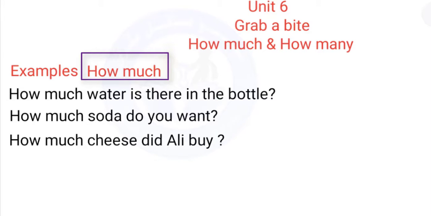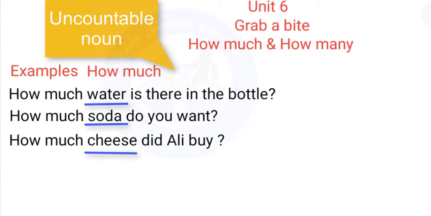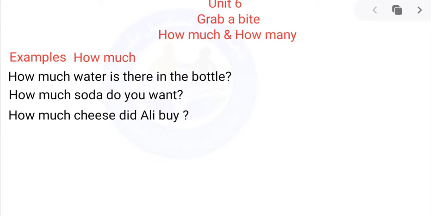But I want all of you to take care of the words that follow how much. What are they? Yes, in the first sentence, water. In the second, soda. And in the third, cheese. What do you observe? What's common between these three words? Of course, the three words are uncountable nouns. So, as we will see later, we use how much to ask about uncountable nouns.